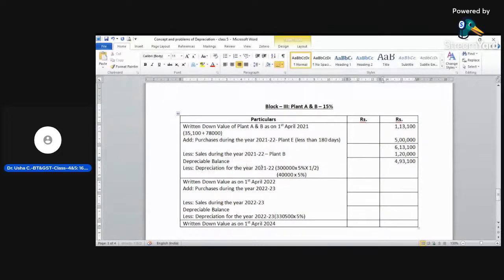Now calculate depreciation during the year 21-22. First we have to calculate depreciation on the assets which are purchased during the year and put to use for less than 180 days. Plant E is put to use for less than 180 days. And what is the cost of the asset? 5 lakh. But what is the depreciable balance here? 4,93,100. Will you calculate depreciation of half of the depreciation on plant E purchased during the year for 5 lakh? No. Whatever the depreciable balance is there, that will be taken into consideration. Then how much do you take? Will you take after deducting 1,13,000?